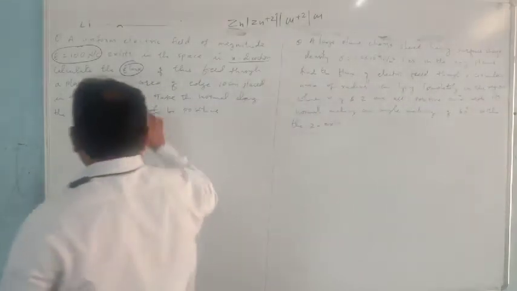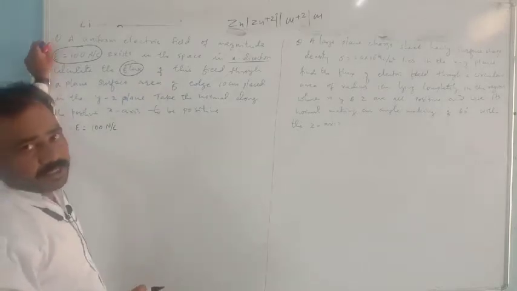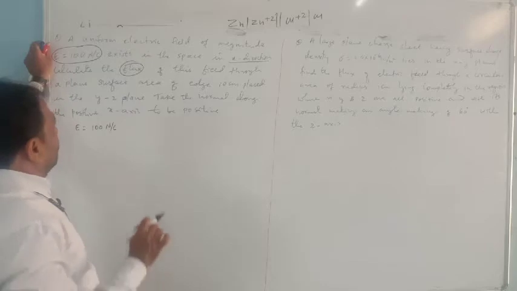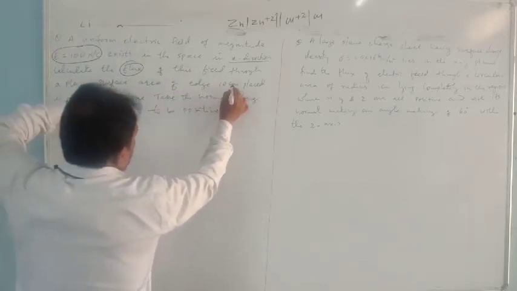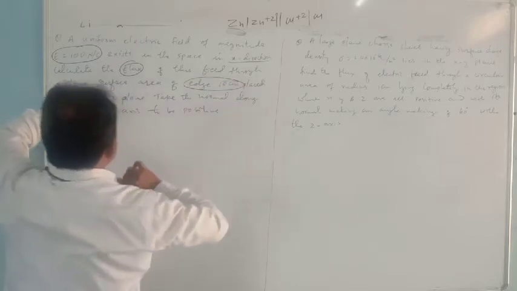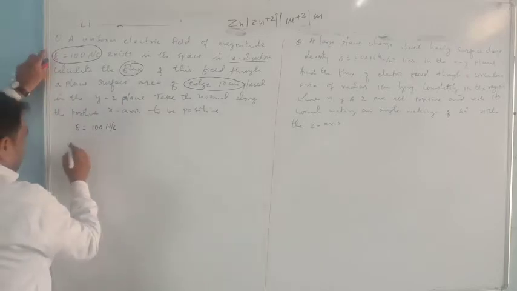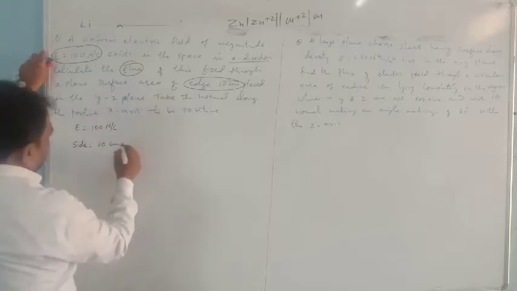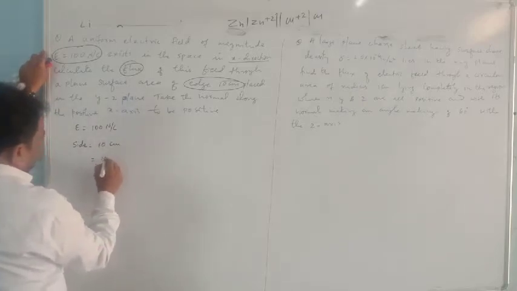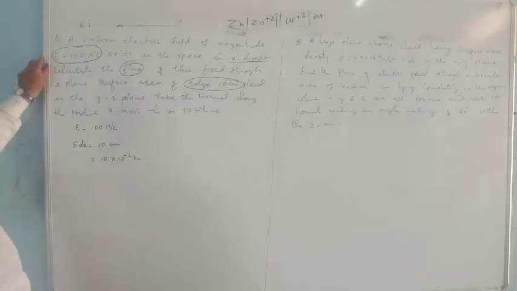To find the flux, we must know it is related to the Gauss law, or Gauss theorem, of this field through a plane surface area of edge 10 centimeter. See here, edge is given as 10 centimeter. The meaning of edge is side, so a side is given, 10 centimeter, which we can write as 10 into 10 to the power minus 2 meter.